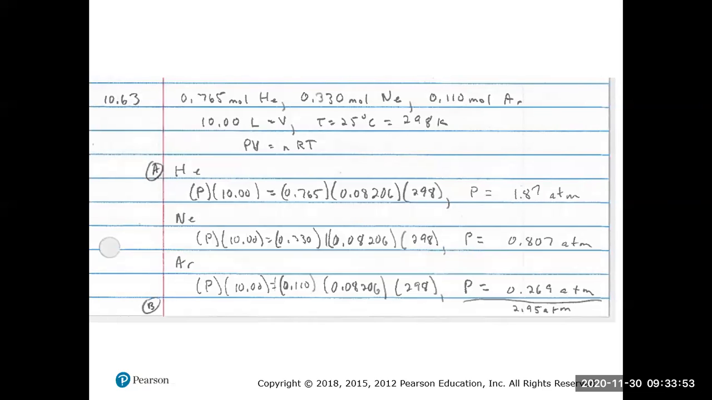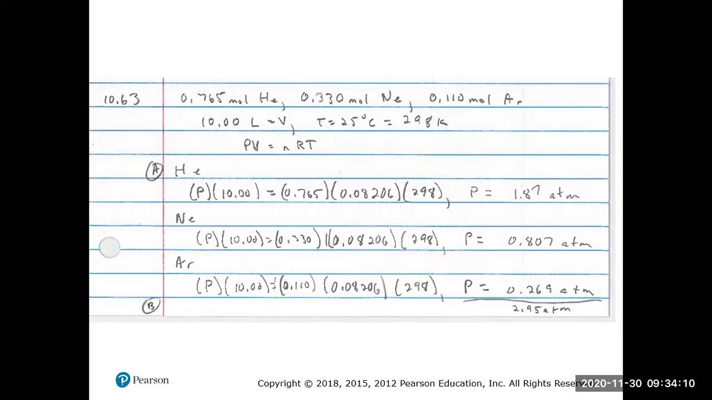So we do this calculation for each of the gases. Those are our partial pressures. We remember that P total equals the sum of the individual pressures. So if we add those three partial pressures up, we get 2.95 atmospheres.